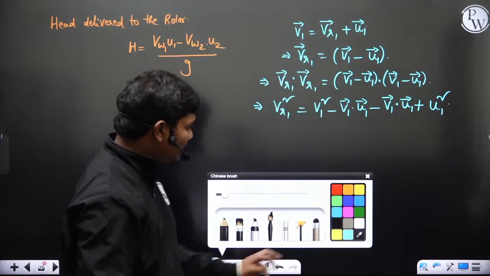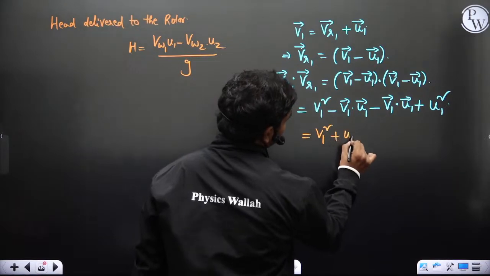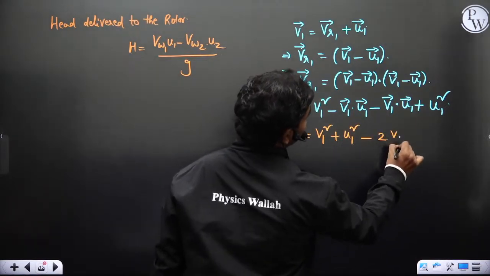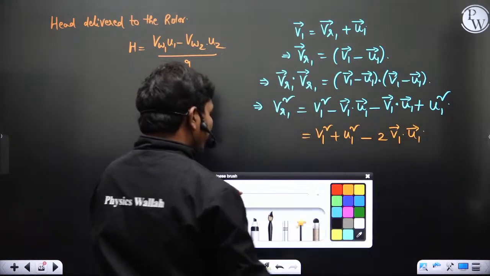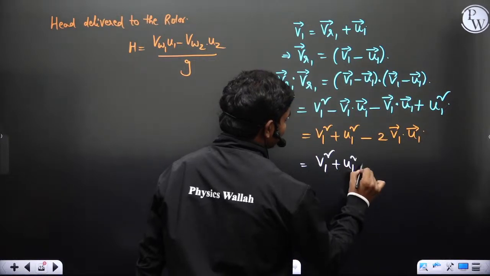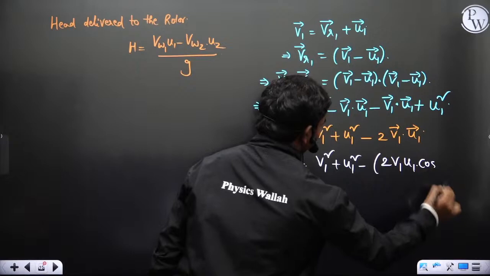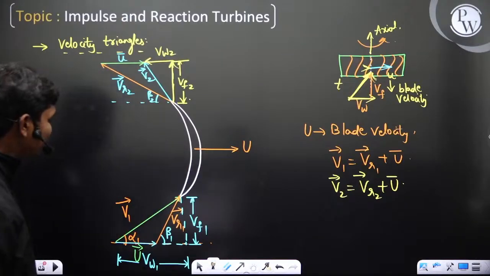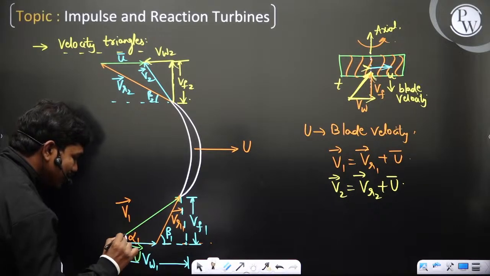Now try to understand what we can do to this dot product. This expression is nothing but V1 square plus U1 square minus 2 times V1 dot U1. This can be written as V1 square plus U1 square minus 2 V1 U1 cos of the angle between these two, V and U. See, this is the V1 vector and this is the U vector, so you can take this angle as alpha 1.